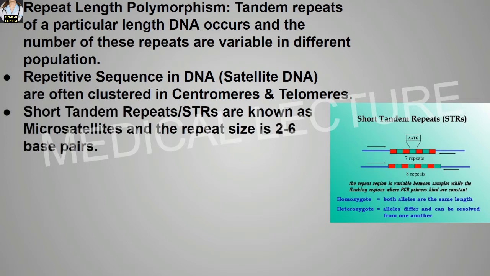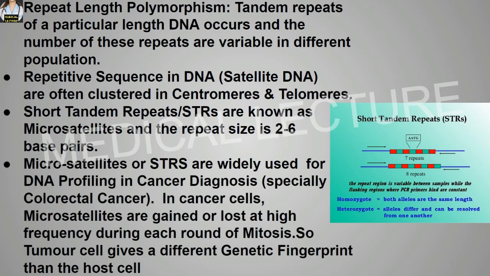Short tandem repeats, as I told you before, the STRs are known as microsatellites, and the repeat size is 2 to 6 base pairs. That's why they are known as short tandem repeats. Microsatellites or STRs are widely used for DNA profiling in cancer diagnosis, especially colorectal cancer. In cancer cells, microsatellites are gained or lost at high frequency during each round of mitosis. So a tumor cell gives a different genetic fingerprint than those of the host cells.